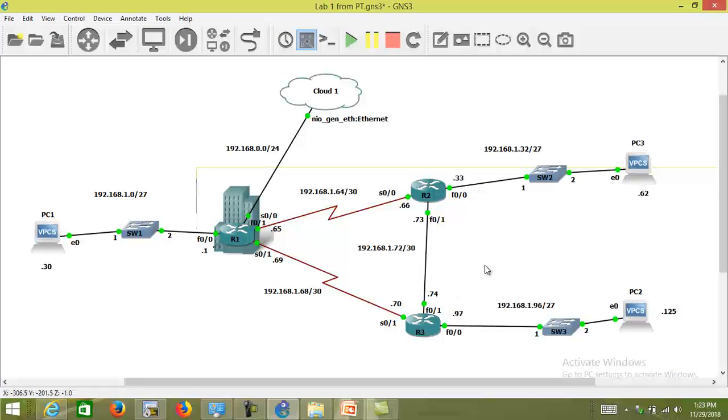Only that we did not configure this backup link so that we can see the feasible successor in action. I think let's do that. Okay, I have configured the IP address. The IP address is here.